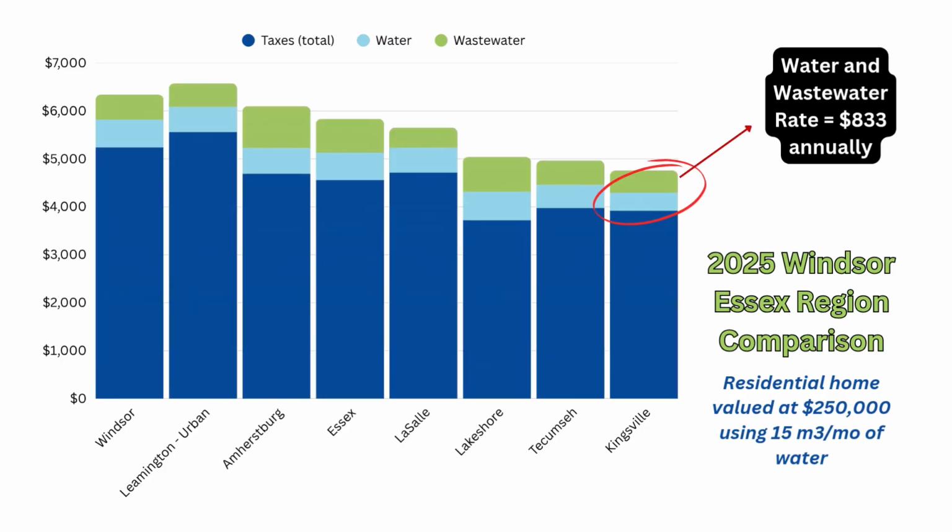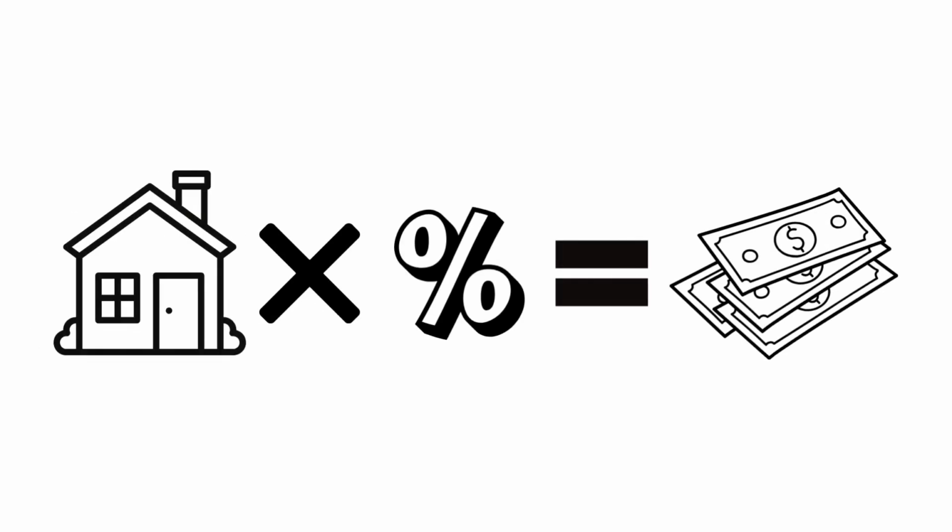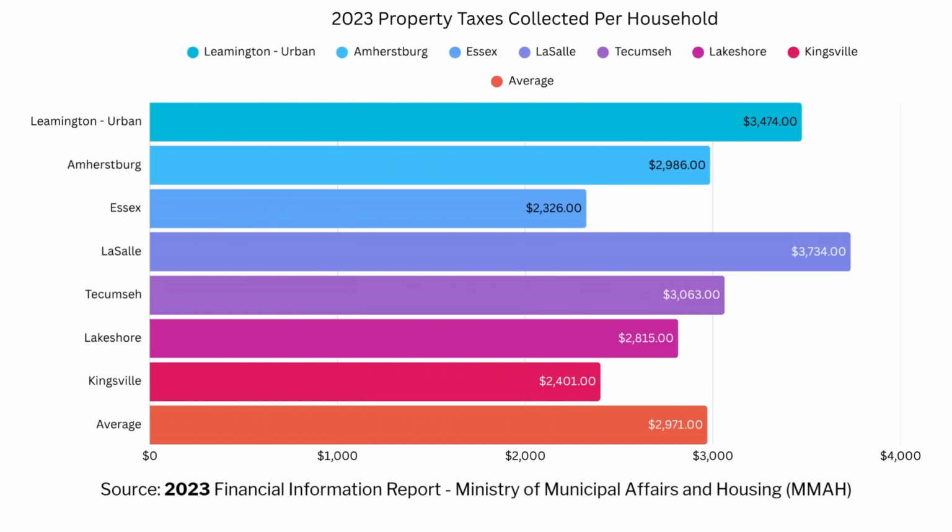The amount of property tax revenue a municipality generates is a function of their weighted assessment multiplied by the property tax rate. Based on our weighted assessment, the town of Kingsville generates the second lowest amount of property tax revenue out of the 7 lower-tier municipalities in Essex County.